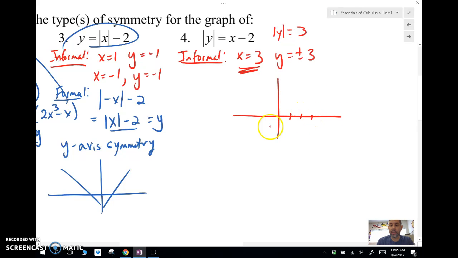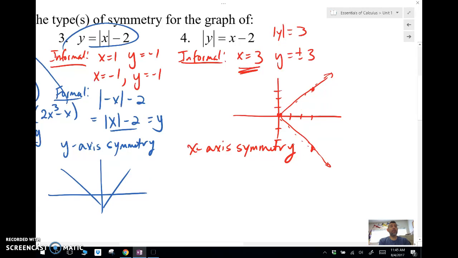In fact, if I looked at this, x equals 3, and 1, 2, 3, 1, 2, 3, I'd have these points here. Same points, right? This is actually an absolute value. It looks like this. What kind of symmetry is that? That's x-axis symmetry. All right, wow, that's ugly. Can't even write a y. That does have x-axis symmetry, but this is not a function, right? And most of the time when we have x-axis symmetry, we're not going to have a function anyway. But hey, these are the types of symmetries that we see.